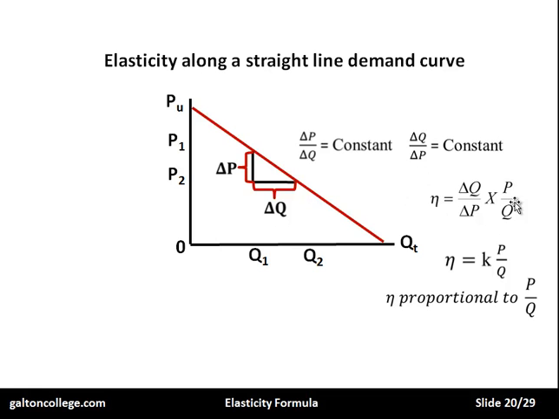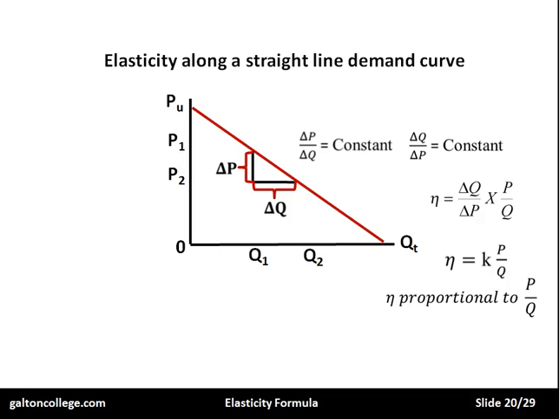Now here's our formula. So we know that delta Q divided by delta P is a constant. So we can just write it as K. K for constant. And if that's a constant, that means that the elasticity is proportional to the price-quantity ratio. So elasticity depends on the price-quantity ratio. I suppose the first question is, how does that help us?